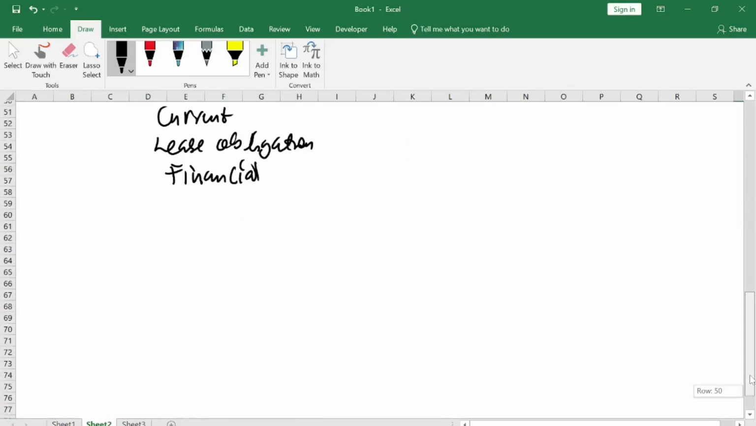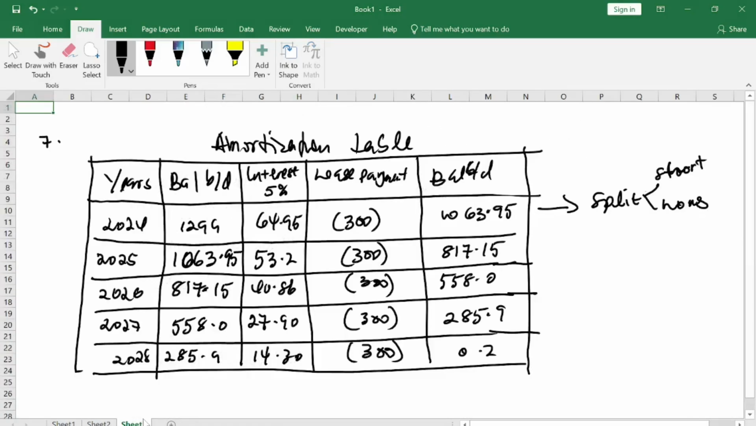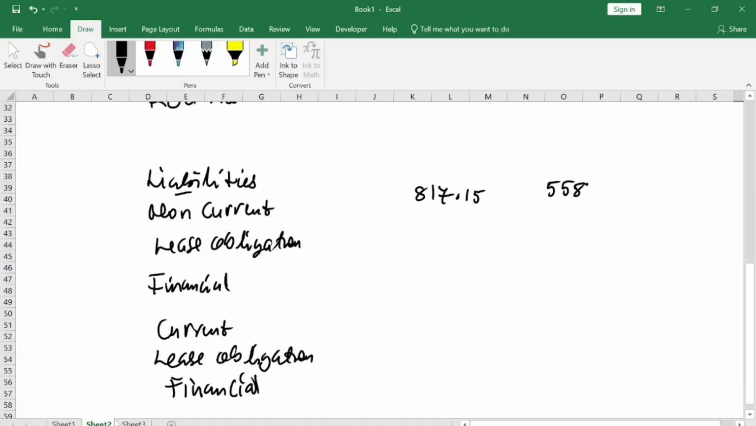So let's go to the short-term liability. When we go to the short-term liability, there's a difference between the first one and the second one. You'll have it this way: 1,063.95 minus 817.15. Now the difference will give you the short-term liability.